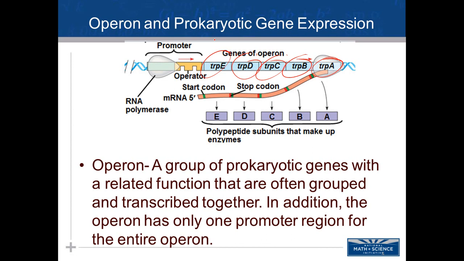Now, what's cool about an operon is that in order to activate these genes, there has to be one on switch, if you will, and that on switch is called the promoter region. It turns out that an operon only needs one promoter region. So in this example here, this one promoter region is going to activate all 5 of these genes. Now, a promoter region is where the RNA polymerase is going to attach and start the process of transcription.